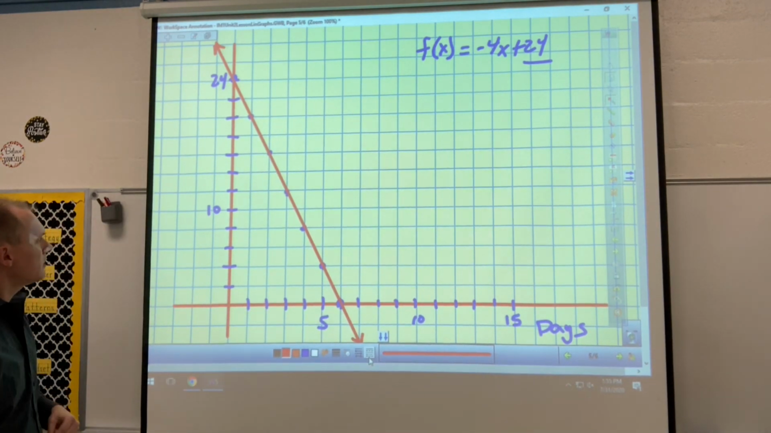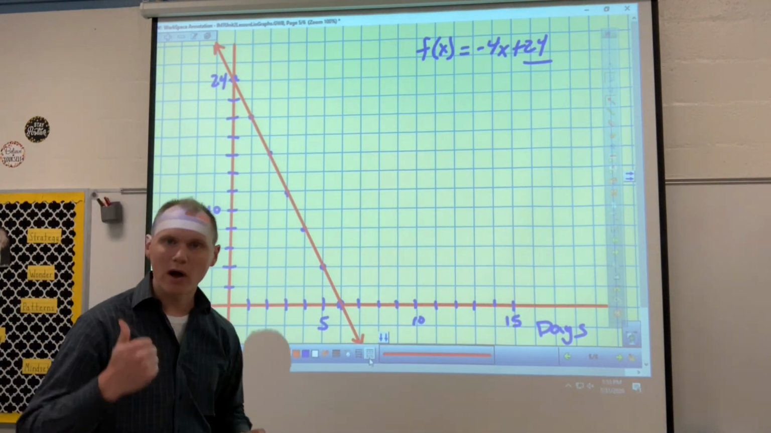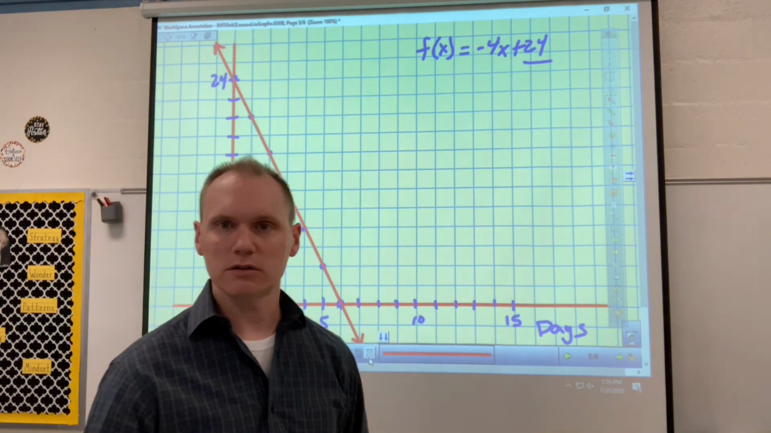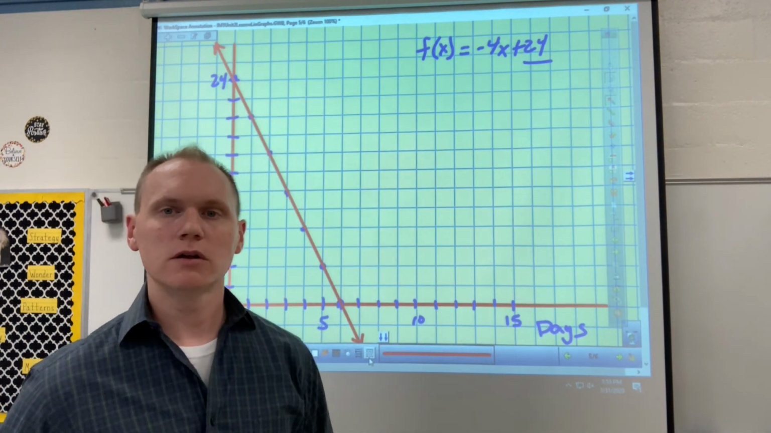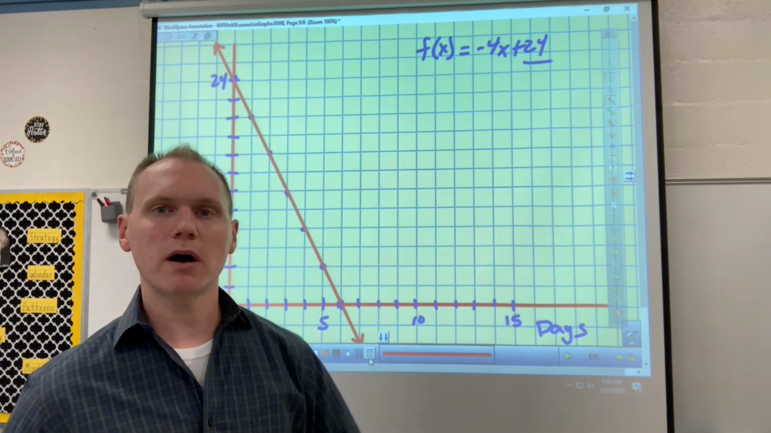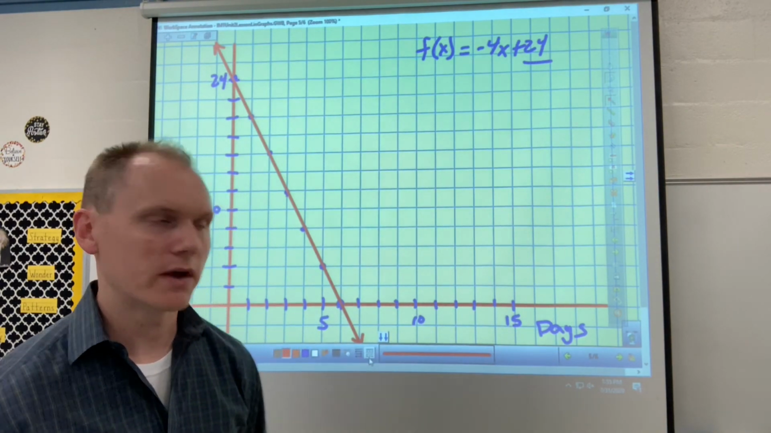But that's how we graph a linear function. We have the y-intercept, which is the constant amount, and then we have our slope, which is how much it's changing by with every increase of x.